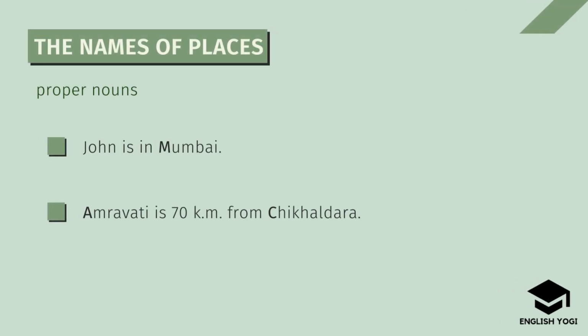Moving ahead, the names of places should be written with capital letters. For example, John is in Mumbai, so M should be written capital because it is a rule. Amravati's A is written capital. Amravati is 70 kilometers from Chikaldara. So C is also capital because Chikaldara is the name of a place. It is very clear that names of places should be written with capital letters. That is again a rule.